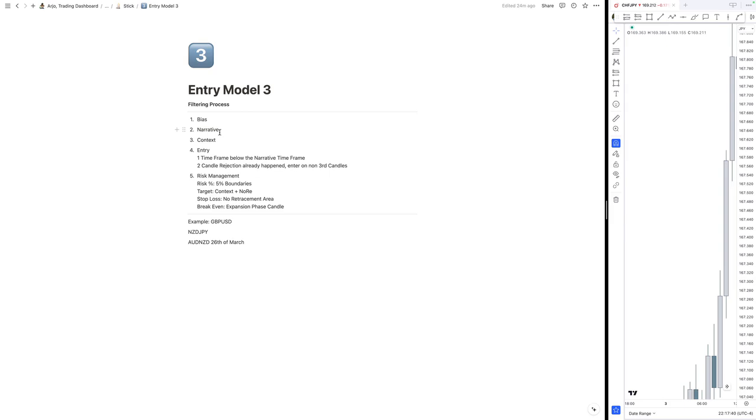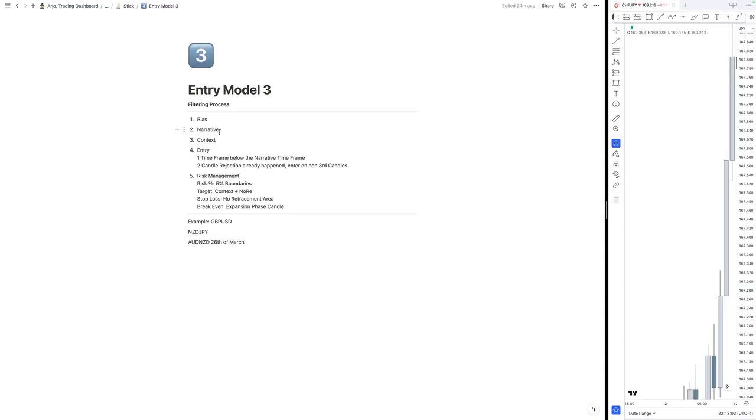Now, stop loss, no retracement area, break even, expansion phase candle right there. Stop loss, no retracement area. So again, entry model 3 is quite advanced. So if we want to look at stop loss placement, then we should place our stop loss right there where we don't actually expect a retracement based on candle signs. So we really have to think in the future as well.